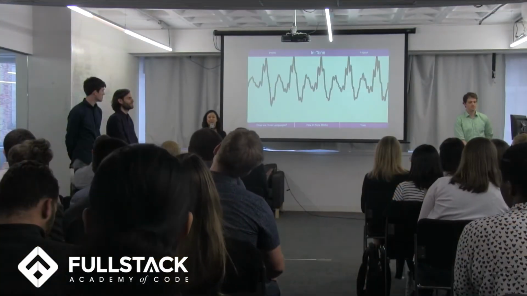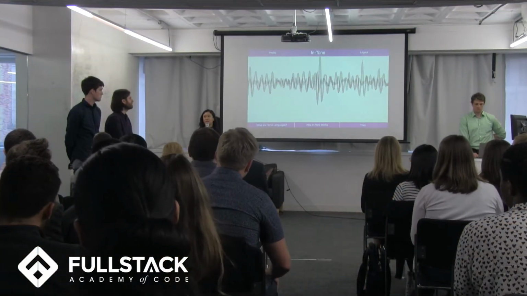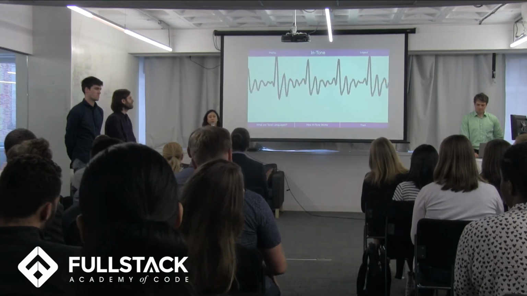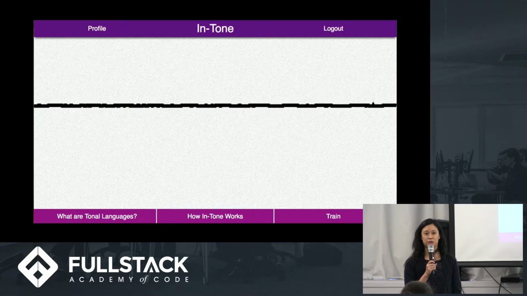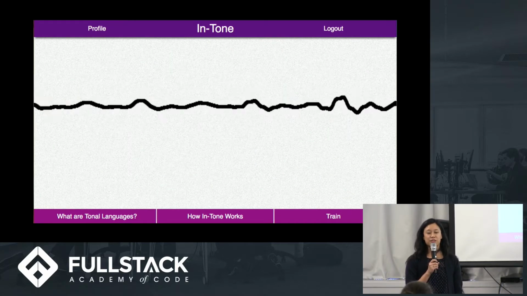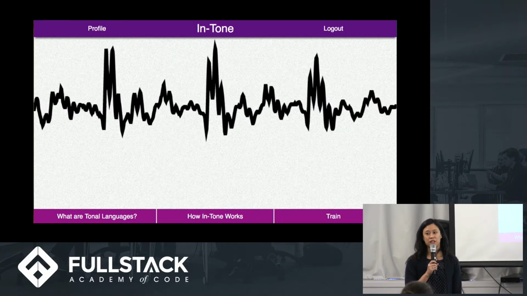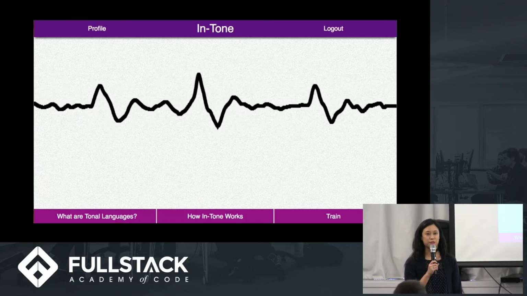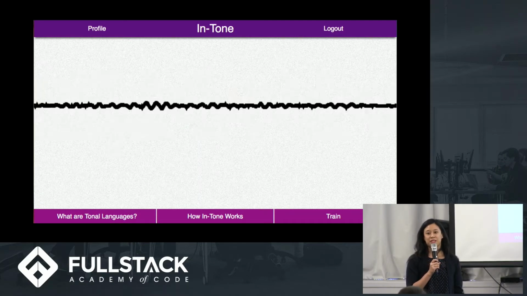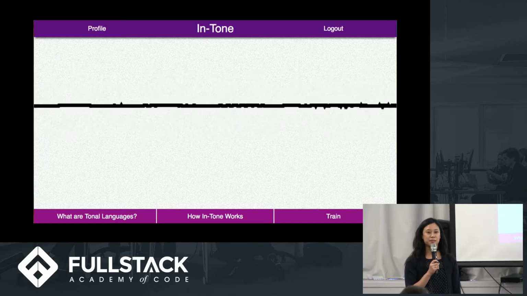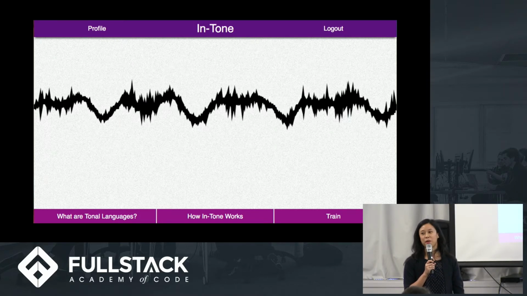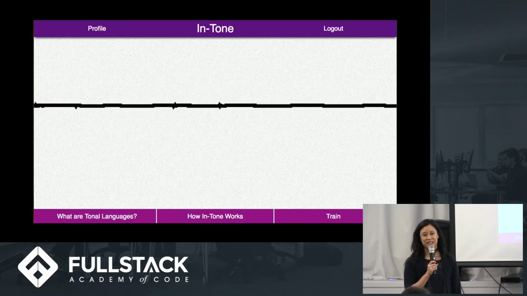Go ahead. Hi everyone, I'm Pimpilla, and I'm here with Mike, Mark, and Edmund, and we are the developers behind Intone, an app that helps people learn tonal languages. Now, the difficulty with tonal languages is that it's really hard to hear the difference between tones and to reproduce them. For example, in Thai, ma means horse, and ma means dog. And many of you are probably thinking that they sound exactly the same. So that's where our app comes in.